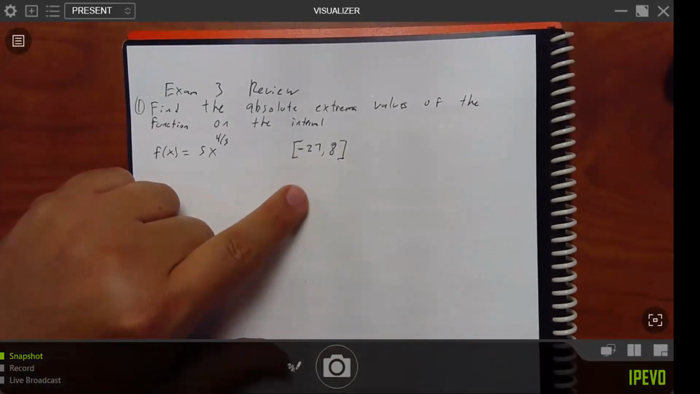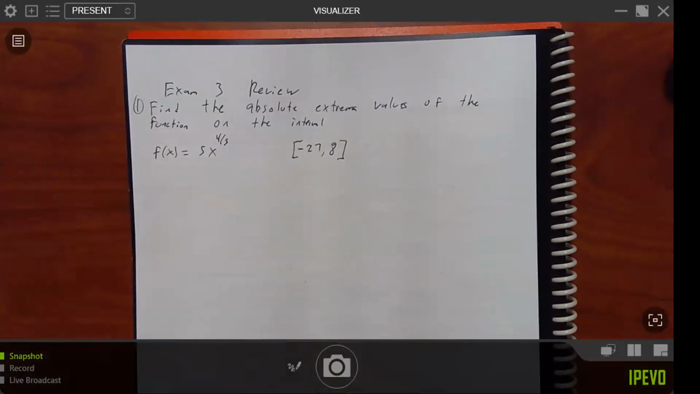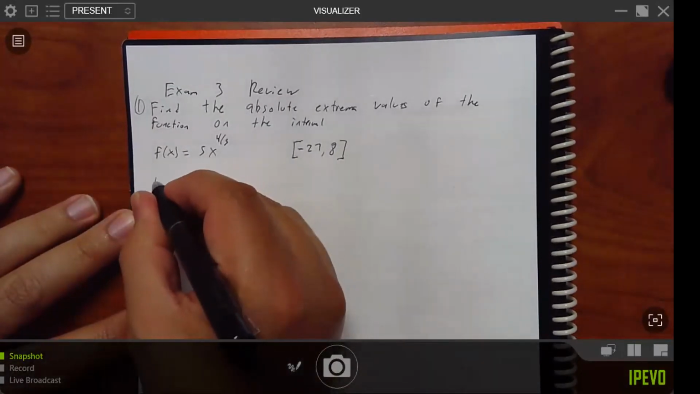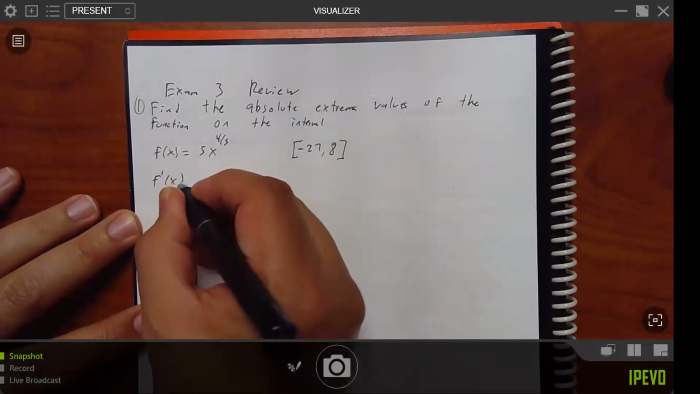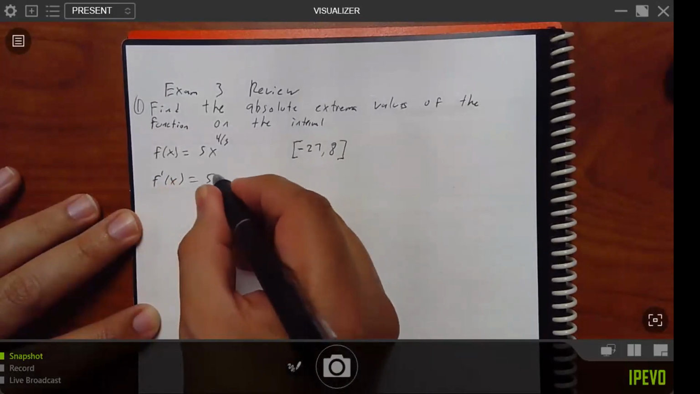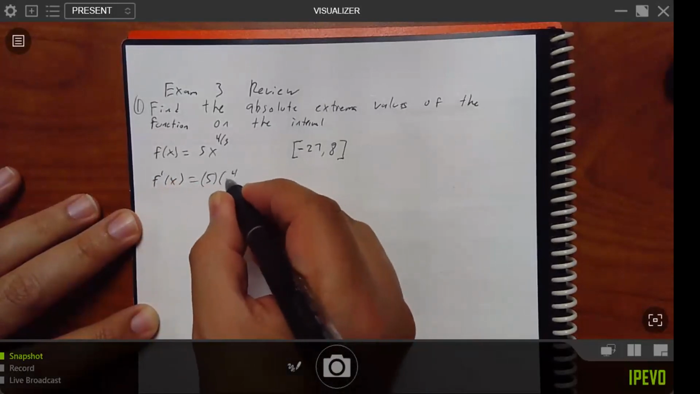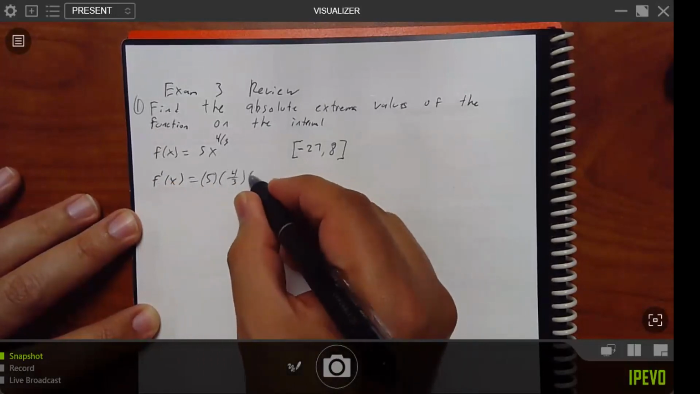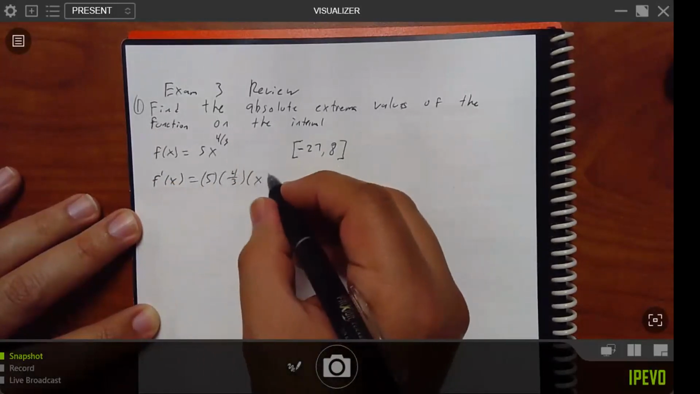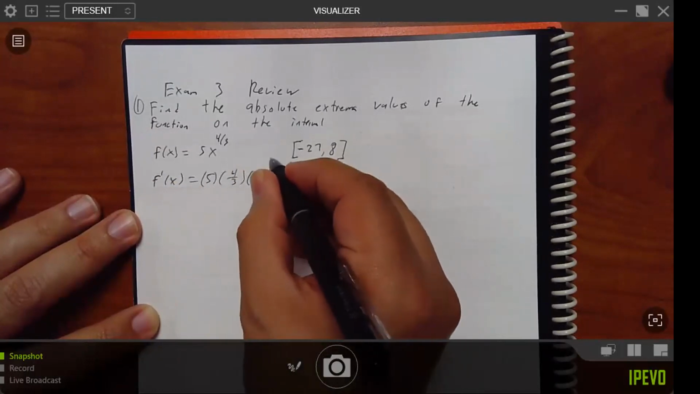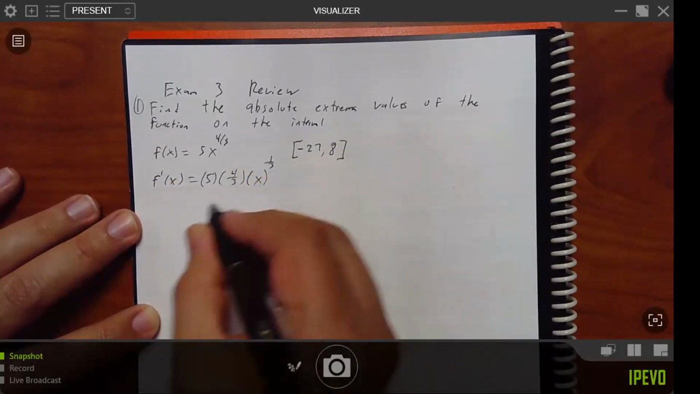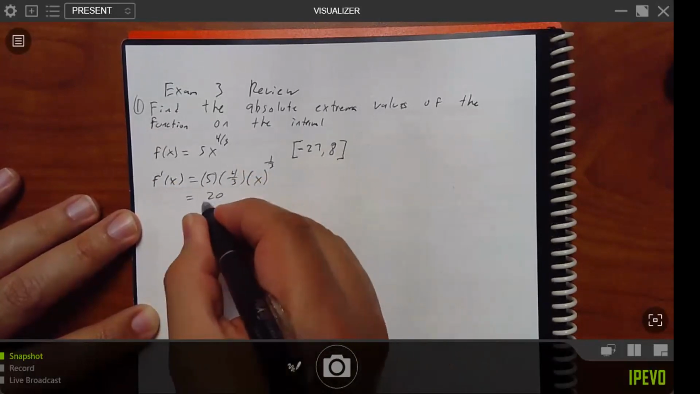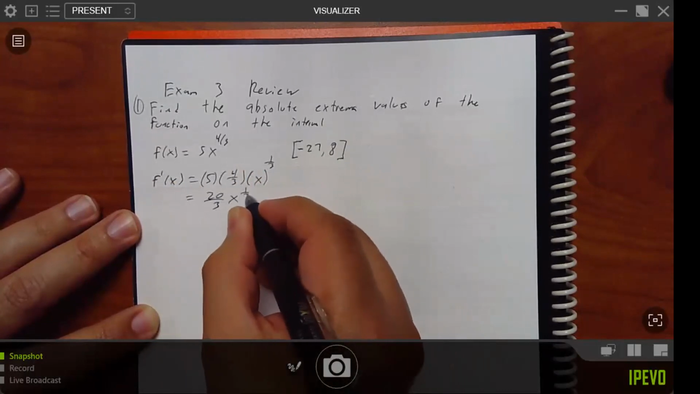So they wrote it differently, but this is the same thing, right? So find the first derivative. This will be a simple power rule. Bring down the 4/3. 4/3 minus 1 is 1/3. So this will be 20/3 x to the 1/3.